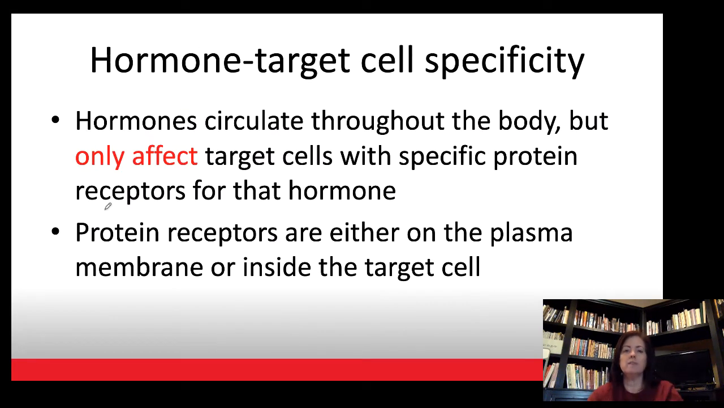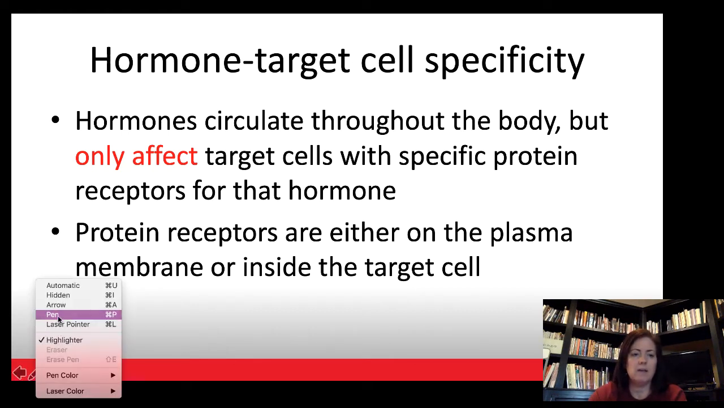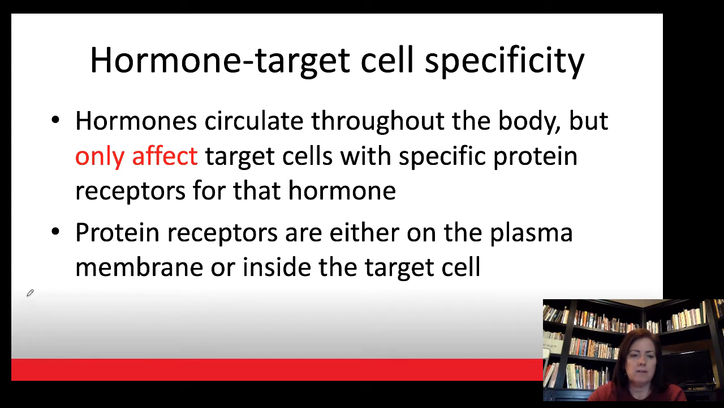Okay, so this is something really important here. This is talking about hormone target cell specificity. So what happens is you have an endocrine gland, let's say here's our endocrine gland here, and it's going to release a hormone that's basically going to enter the bloodstream. Let's say here's our bloodstream, and that hormone is released from the endocrine gland. It's going to move into the bloodstream, and then it's going to start traveling throughout the body.